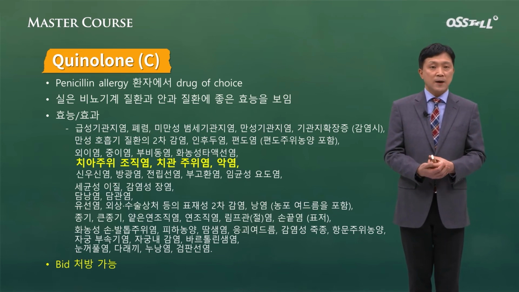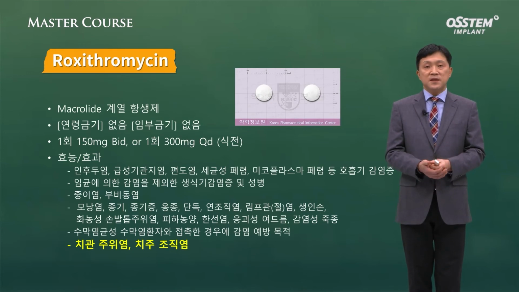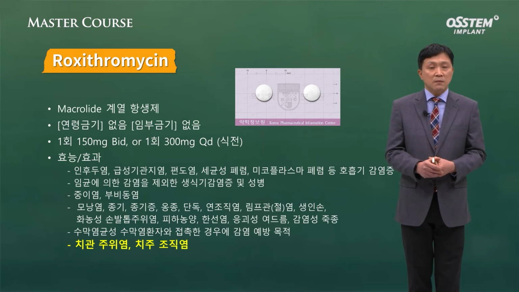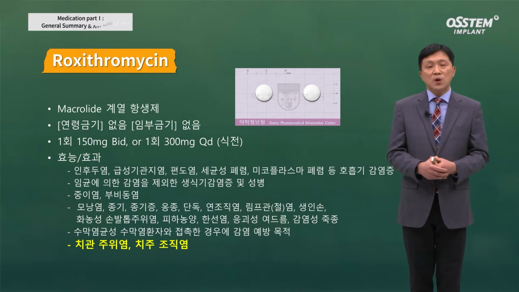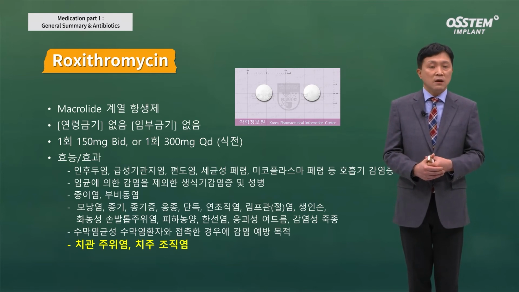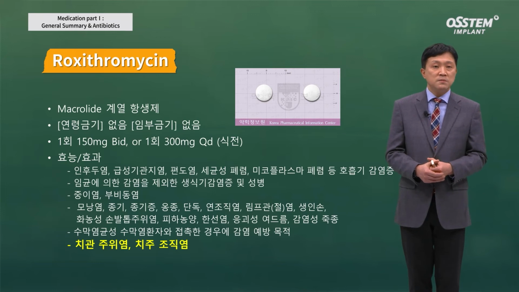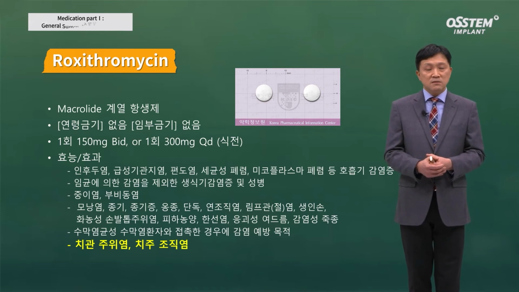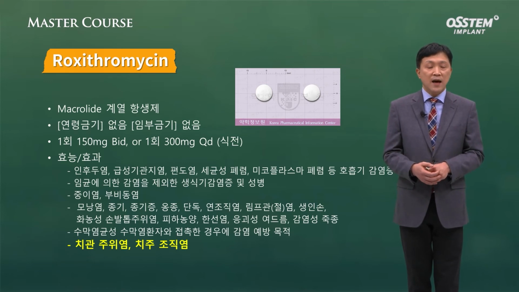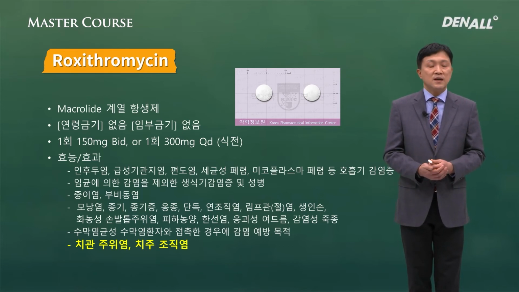Next, macrolide. Roxithromycin is the drug used quite often. Macrolides are very stable and they can be prescribed for patients allergic to penicillin. It is not contraindicated to any age groups or pregnancy. It would be good to remember roxithromycin, 150 milligrams BID or 300 milligrams once a day before meals. Pretty good drug.